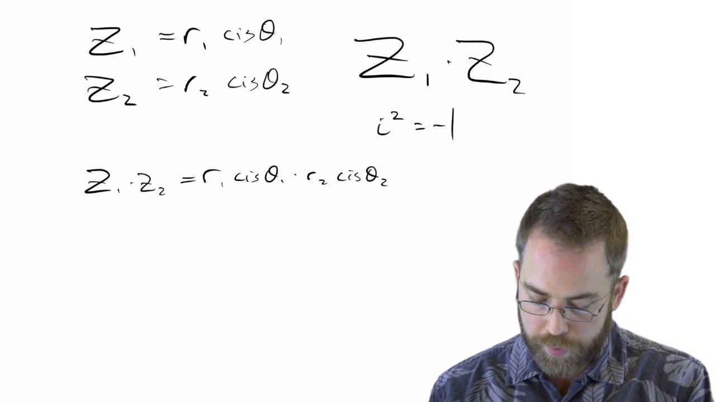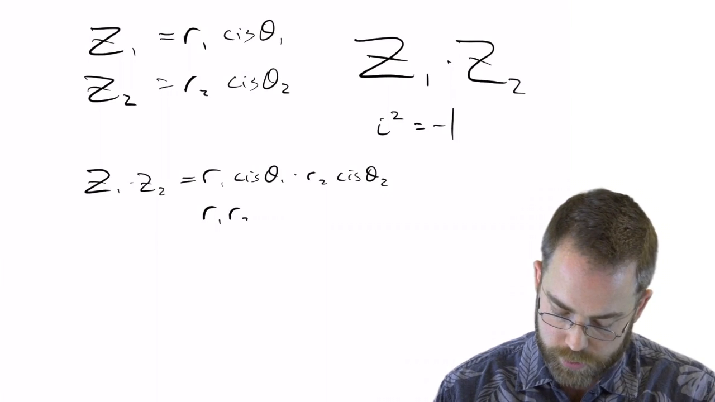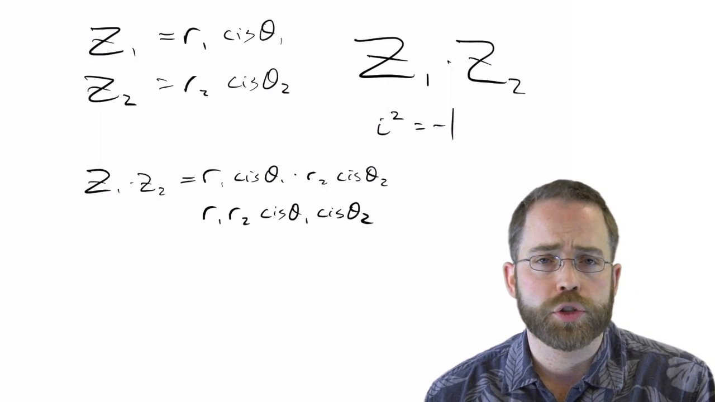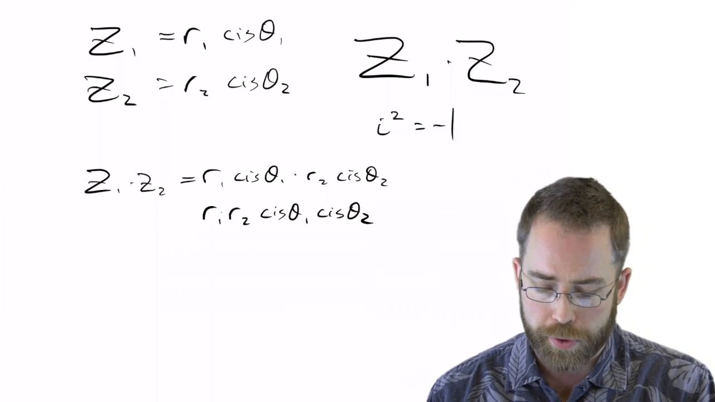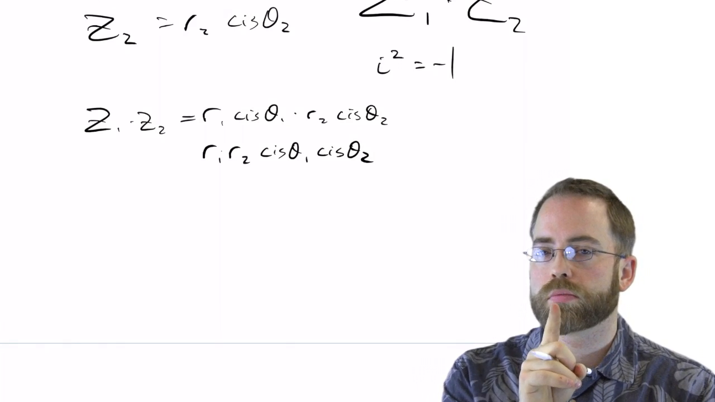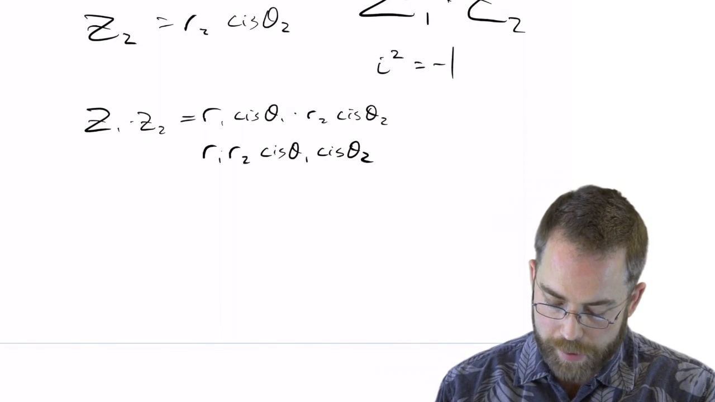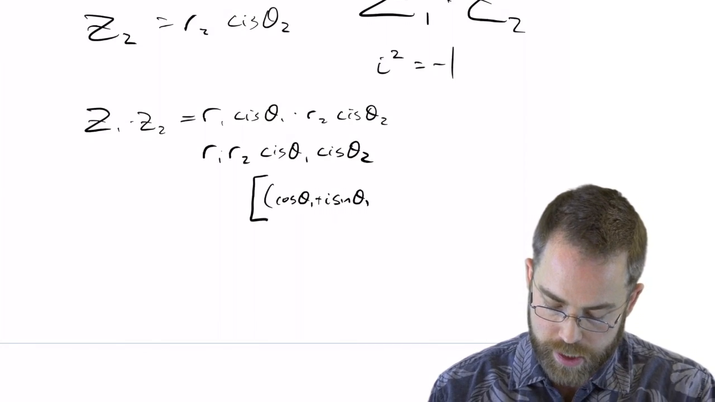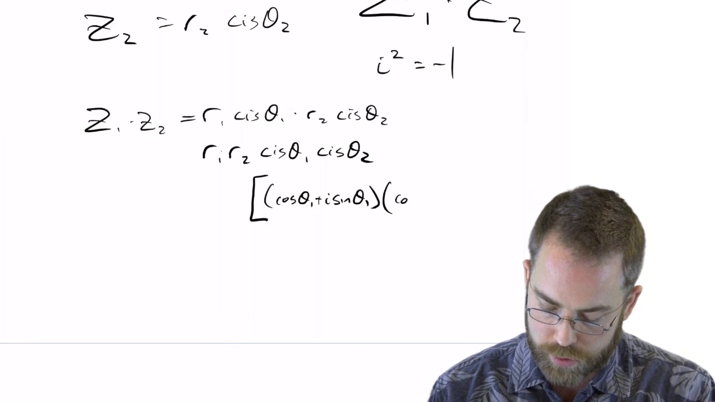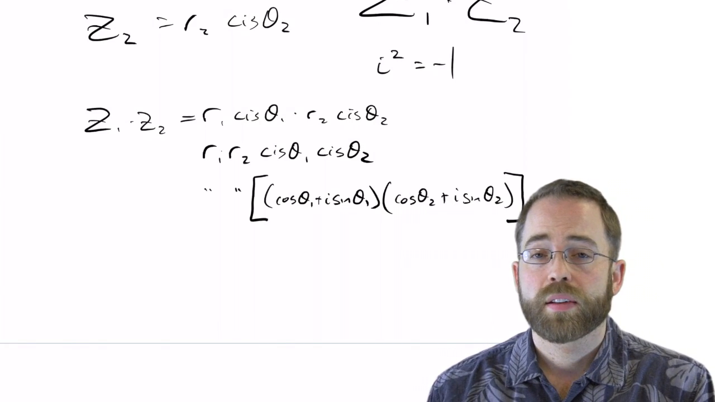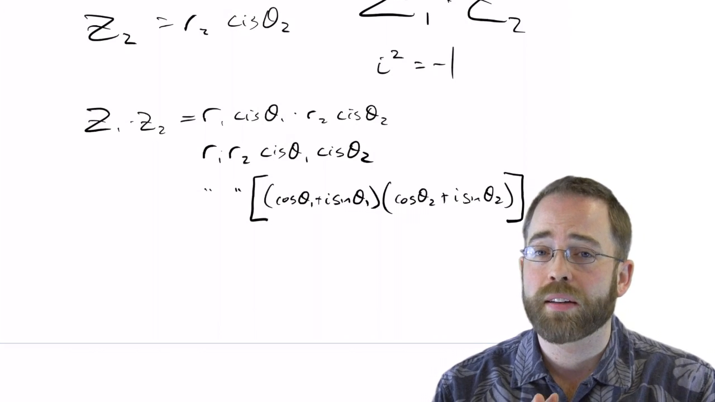And because everybody is multiplying, I can just group things and put the radii together, and the cis's together. Now, those radii are just numbers, so that's just straight up multiplying. There's nothing super spectacular for us to do there. But, and now this is the scary part, this is going to get big, don't be scared, but it will clean up. I'm going to go ahead and expand those two cis's. That cis theta 1 stands for cosine theta 1 plus i sine theta 1. And cis theta 2 stands for cos theta 2 plus i sine theta 2. Okay? Now, look out. I'm going to go ahead and multiply these.